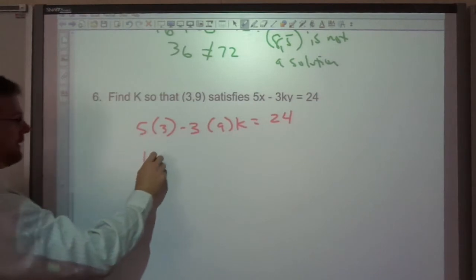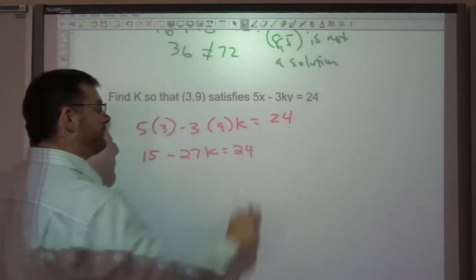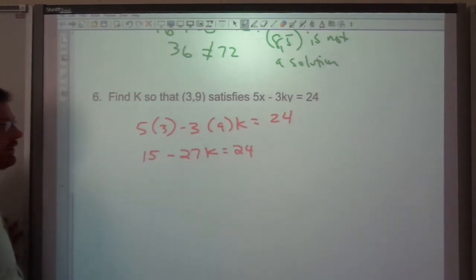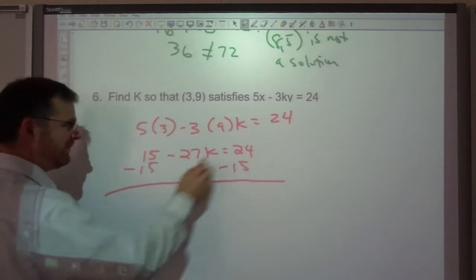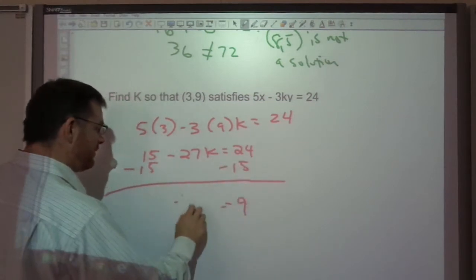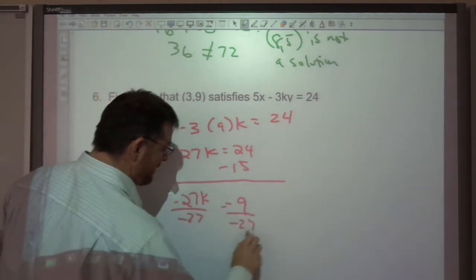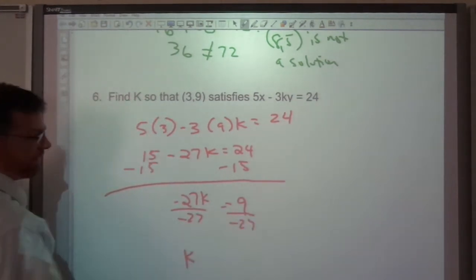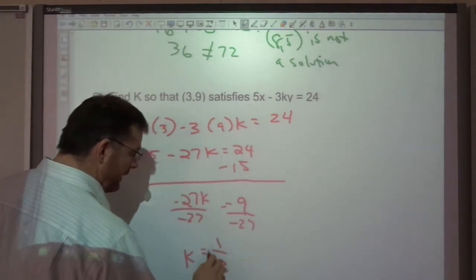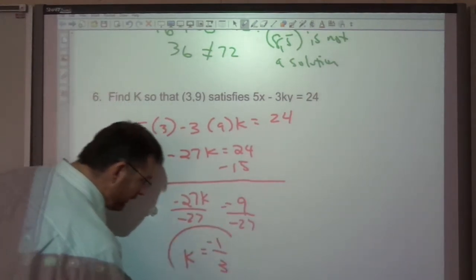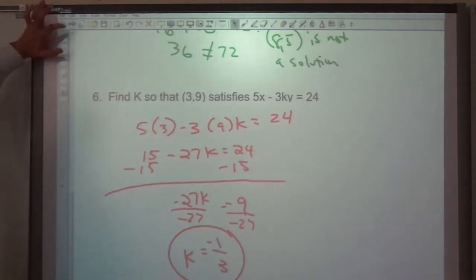This part is 15 minus 27k. So I need to figure out what k is so that this would work. So what if I subtract 15? That's 9. And if I divide, that is 9/27ths, which reduces to 1/3. That's negative. Okay, so that's how to do the problem here with k.